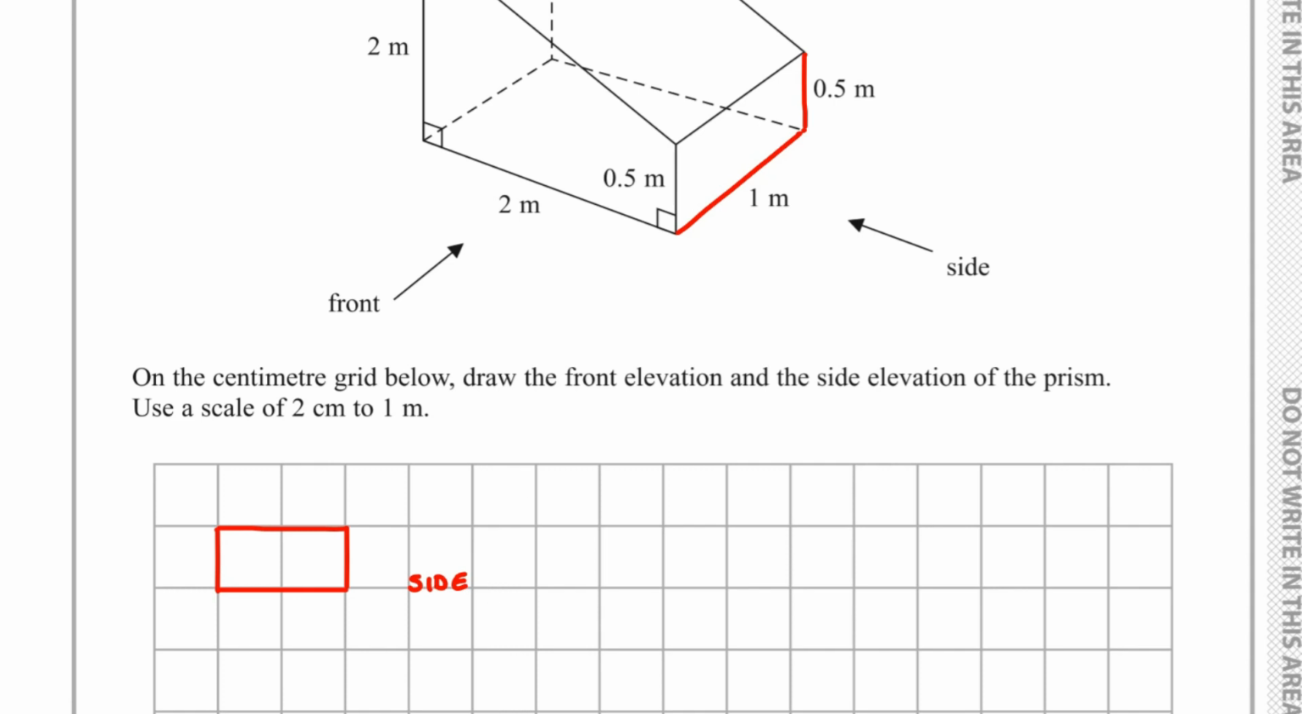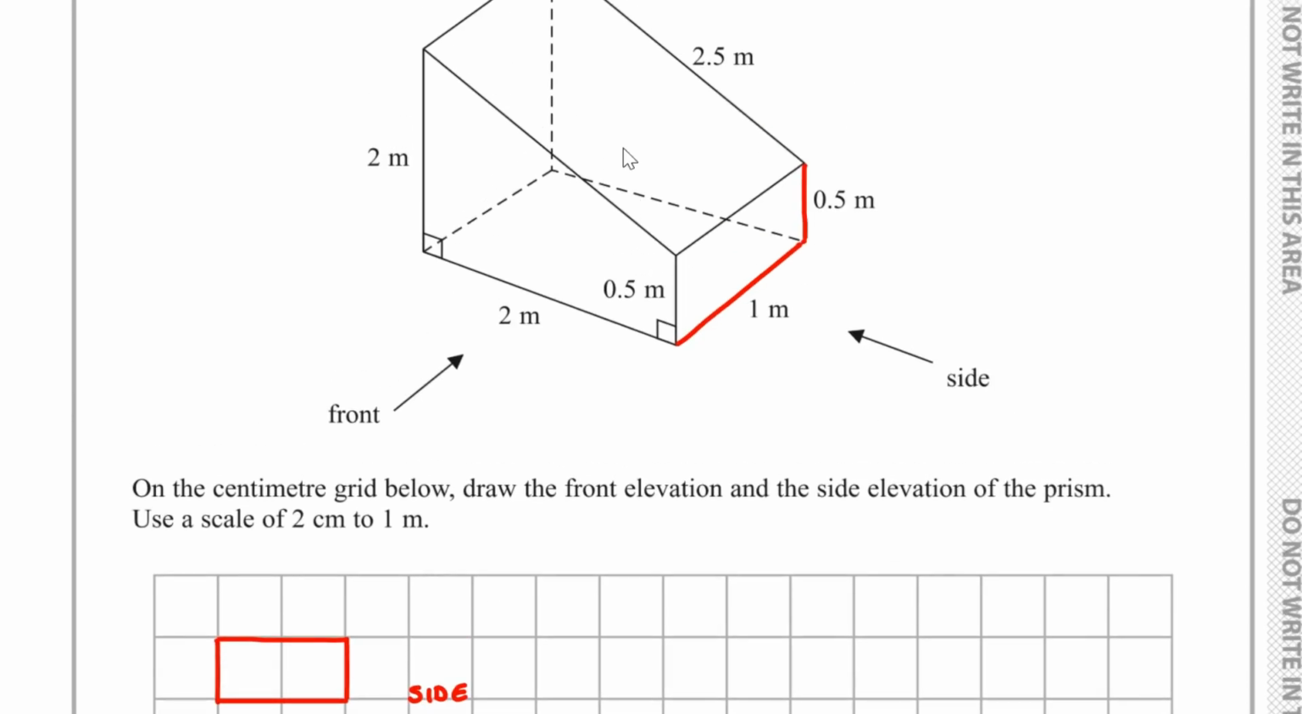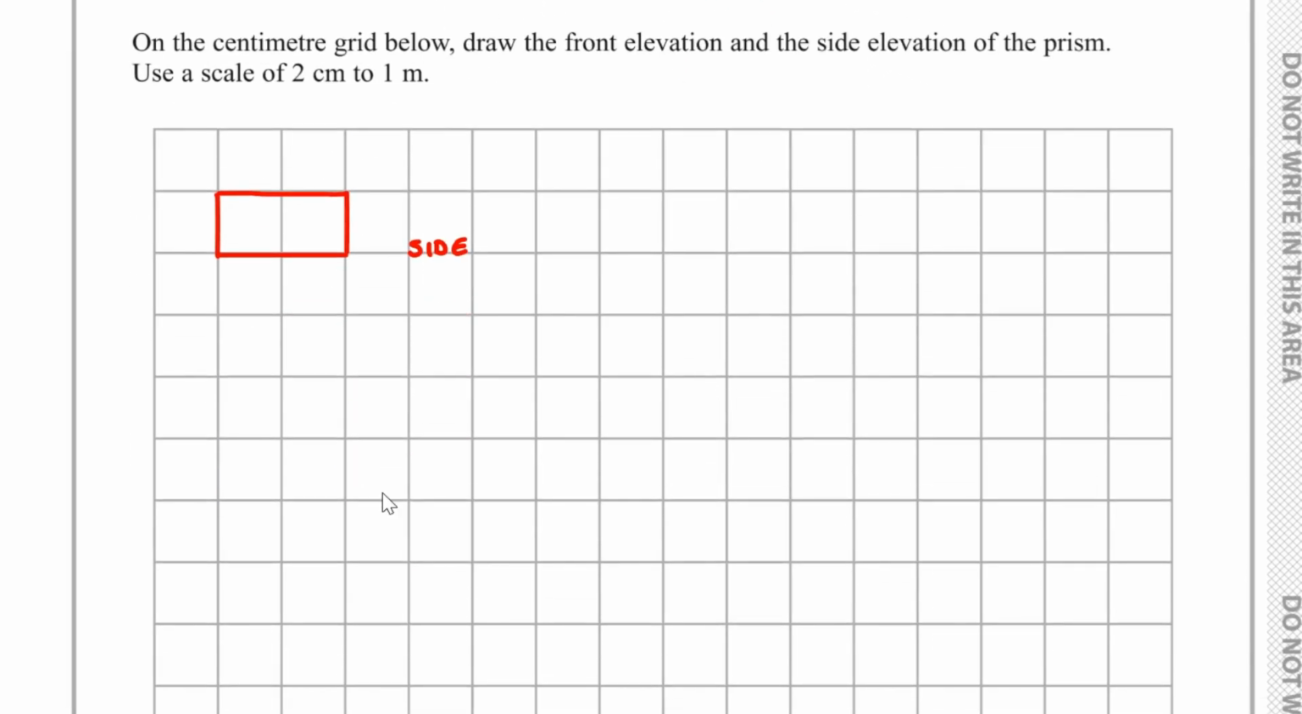And if we take a look at the front elevation, well, here we've got the 2 meters, and if we use the scale, if 1 meter is represented by 2 centimeters, 2 meters will be represented by 4 centimeters. So we've got 4 centimeters going down here.